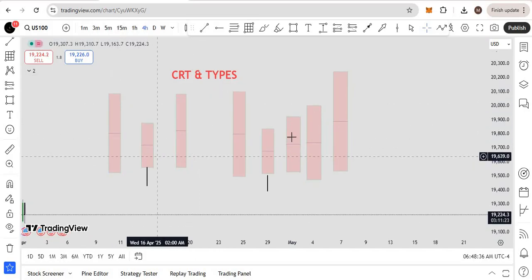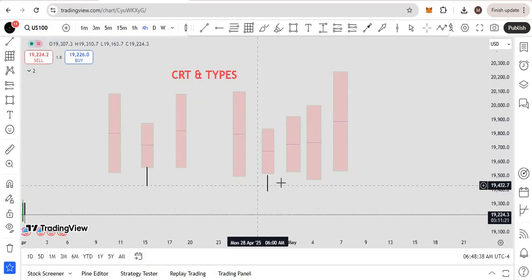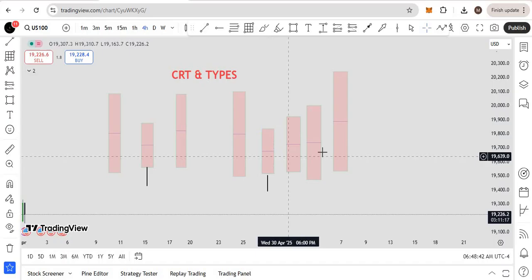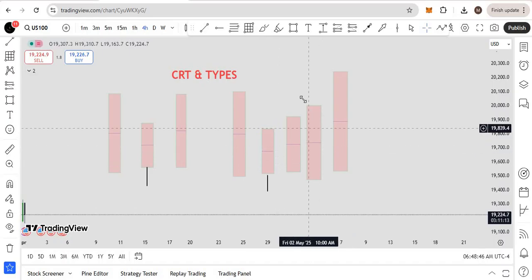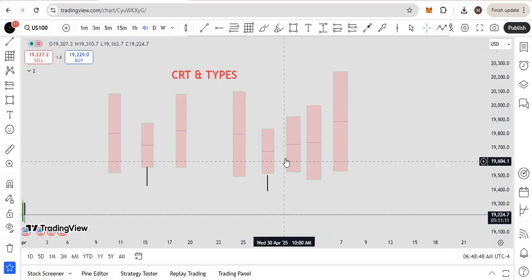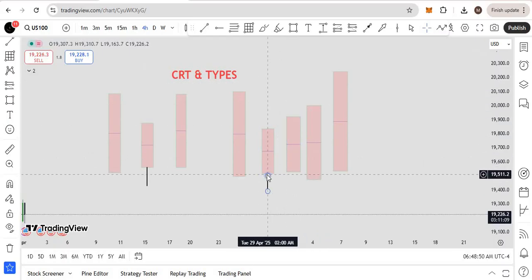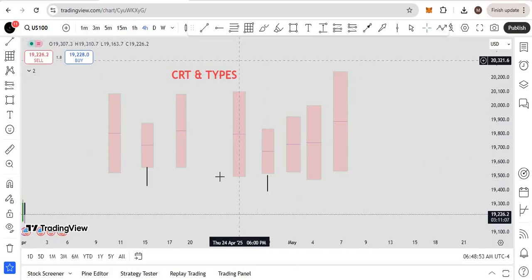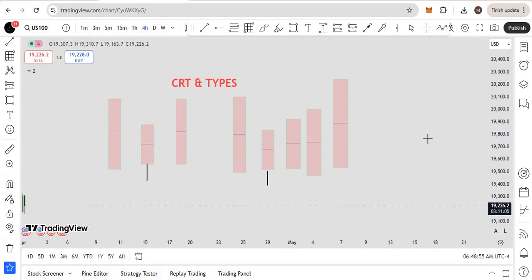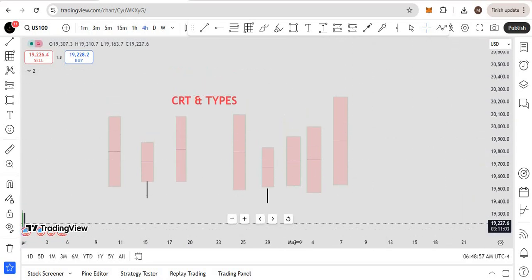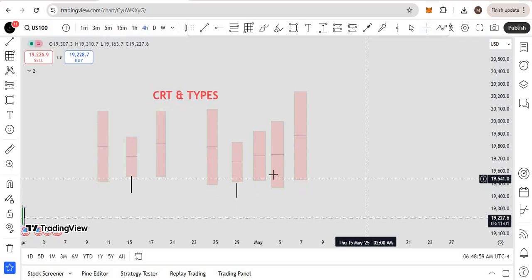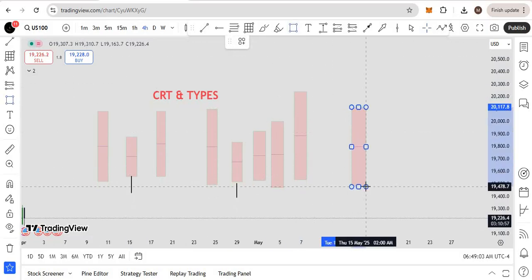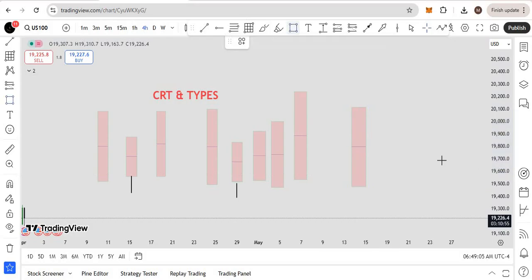Here is another CRT type, where you will see a first candle, then many candles. It can be more than 3, it can be less than 3, it can be any number, and it can have wicks like that. You will see it like this as well. So it means the CRT model is not limited to a single specific model. I will explain another models which I see personally in the market.